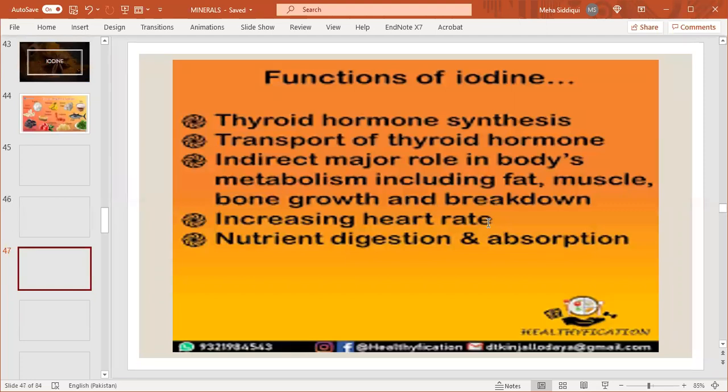Functions of iodine. The functions are in thyroid hormone synthesis, transport of thyroid hormone, and an indirect major role in the body's metabolism, including fat, muscle, bone marrow, and breakdown. It increases heart rate, nutrient digestion, and absorption.